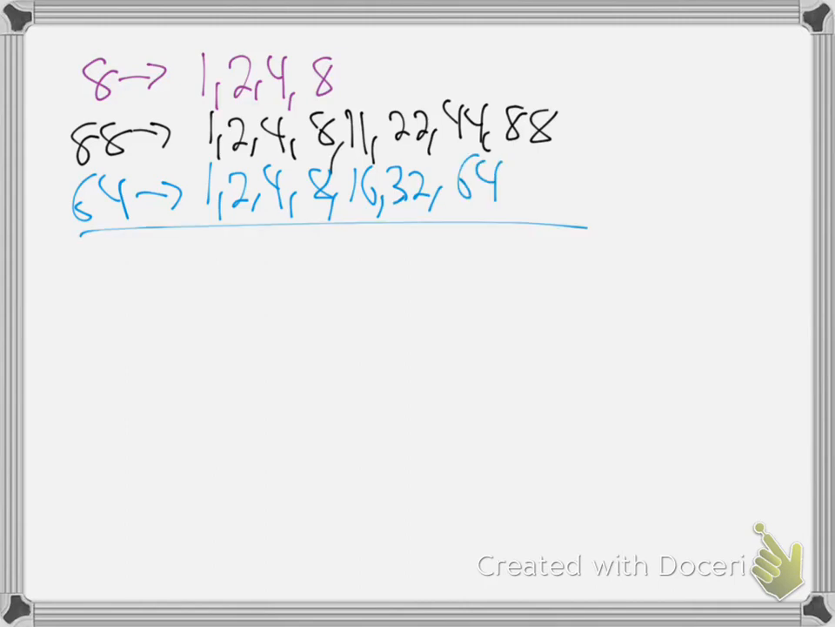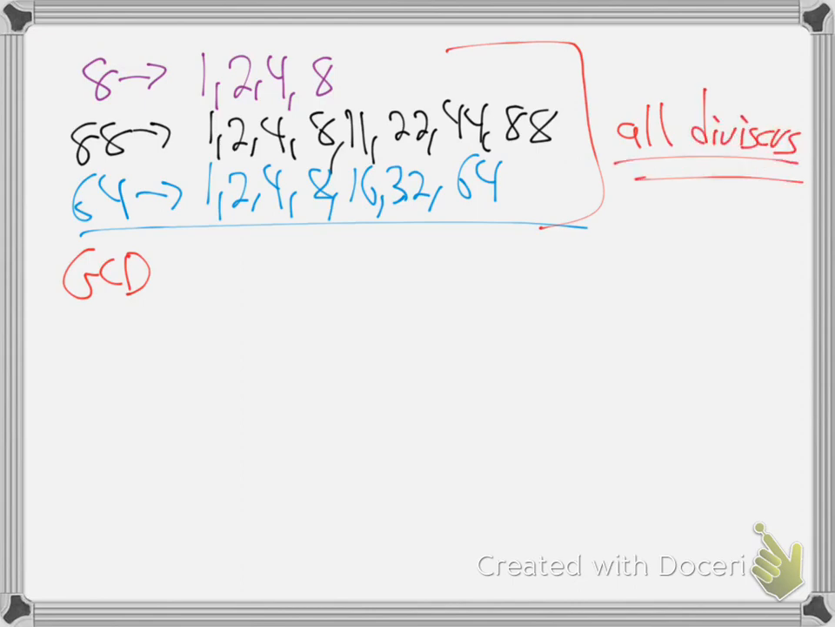Okay, so what is their greatest common divisor? Those are all their divisors, right? These are all the numbers that go into those numbers. What divisors do they have in common? Well, these ones. Those are the only divisors they all three have. Those are the common ones. So what's the greatest among the common divisors?